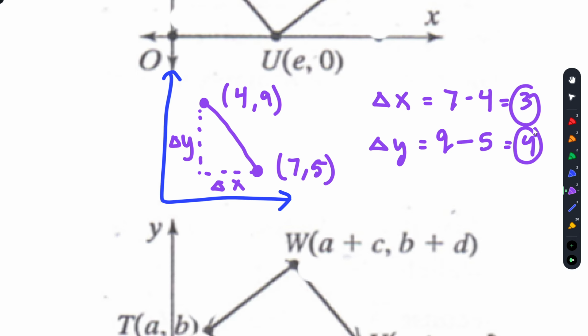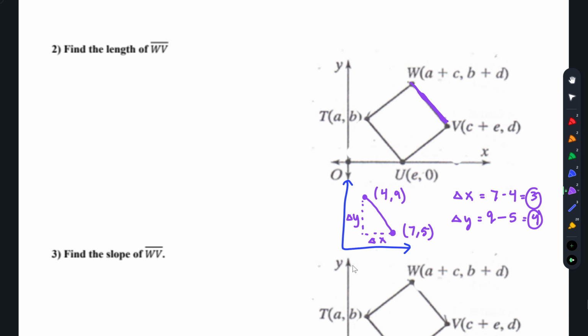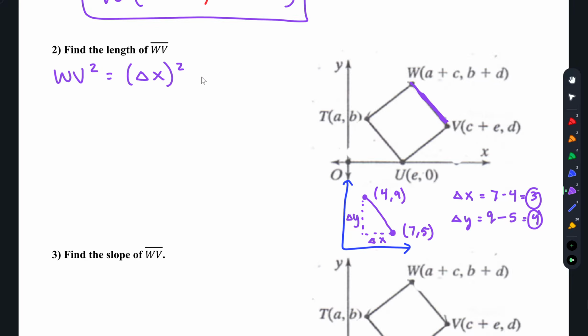I'm going to do that same exact thing, but I don't have numbers. I have abstract values here. It's going to look a little bit silly. But we are thinking about the length of WV squared being equal to the change in my x values squared plus the change in my y values squared.